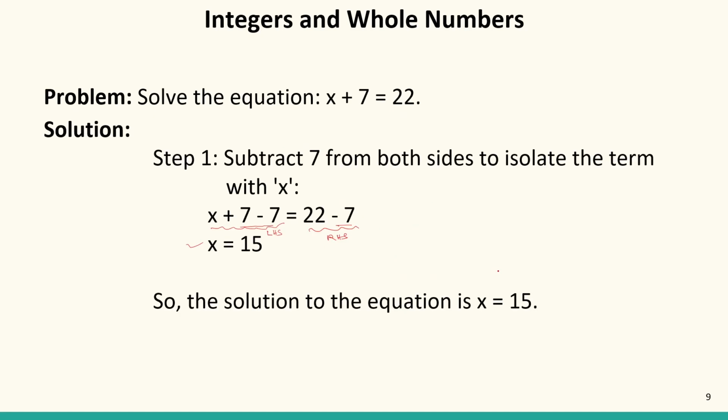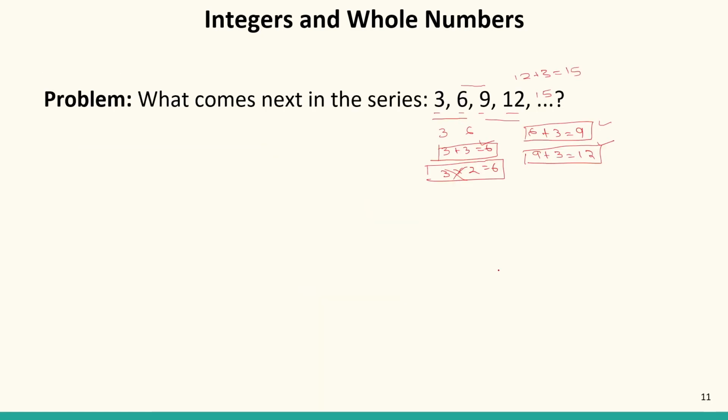The second problem was on the number series problem. Here we had to find the pattern. The pattern was like 3 plus 3 is equal to 6, 6 plus 3 is equal to 9, 9 plus 3 is equal to 12. So the next number comes like 12 plus 3 is equal to 15.